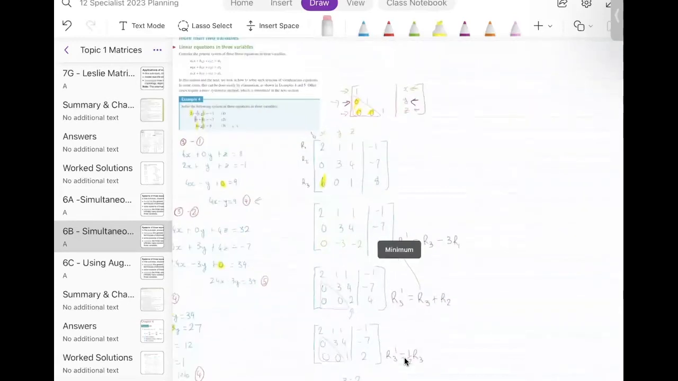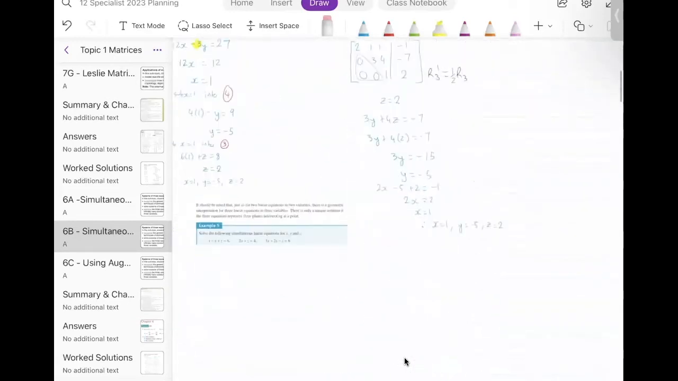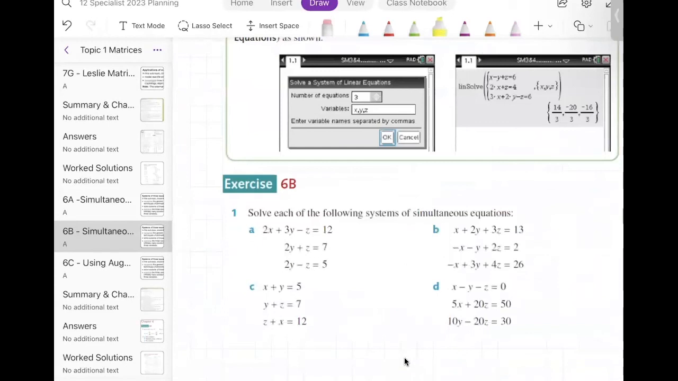So that's an example of how to do it with these numbers specifically. Feel free to have a go using that method, to have a go at 2, 1a. Actually, we'll do all of question 1 using that method.